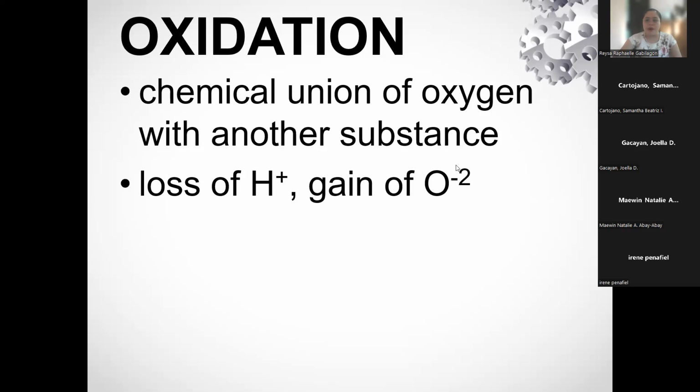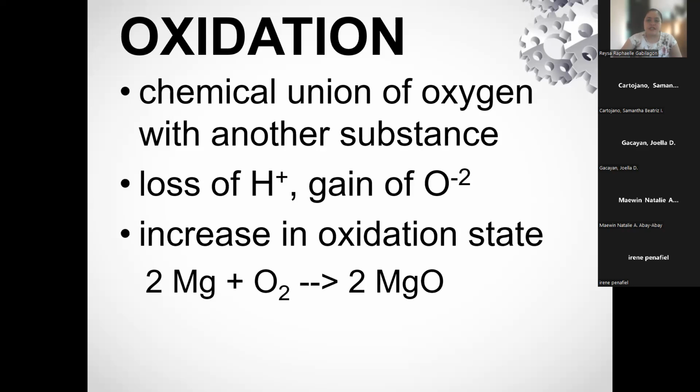But the most common one is the action of oxygen. There will be a chemical union of oxygen to your original substance. So just like this, you have here the magnesium metal, and then there is oxygen. So there will be a combination of these two yielding magnesium oxide. Okay, so we call this magnesium oxide. So this is an example of oxygen, and at the same time, there will be an increase in the oxidation state.